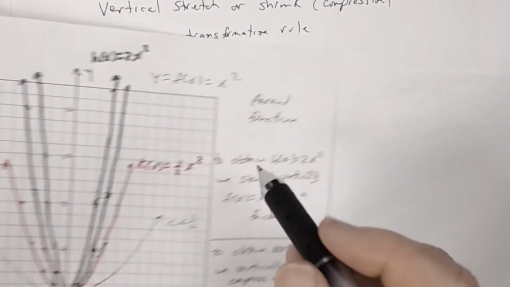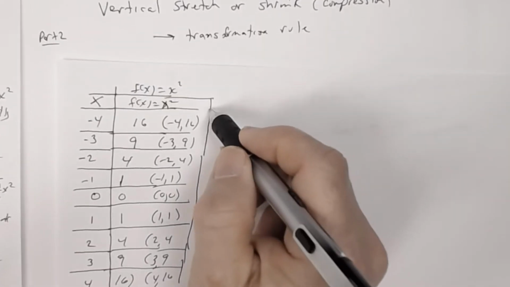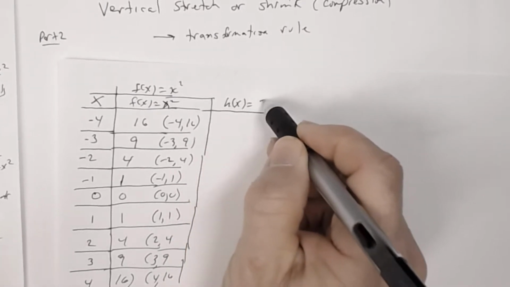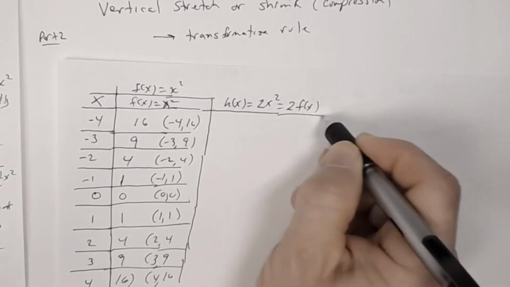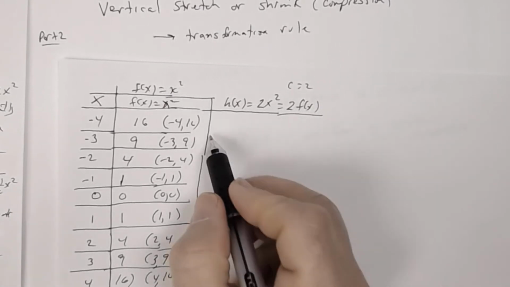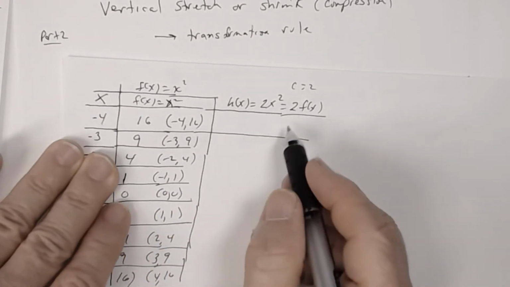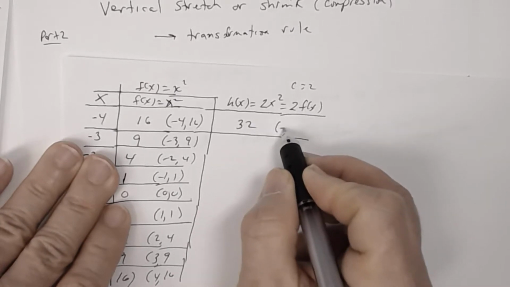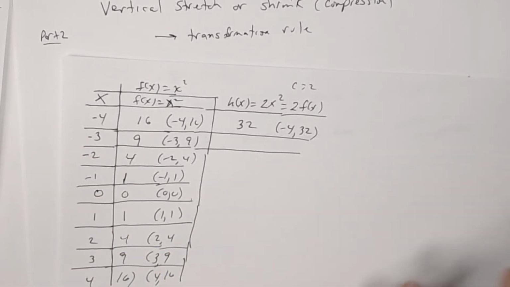All right. Now, what we did next was we looked at h of x. Remember, h of x was 2x squared, which was the same thing as saying 2 times f of x. So c here was 2. And so then we saw that when I plugged in negative 4, I got a y value of 32. So I got the point negative 4, 32. And so on. If you keep doing this, you'll see what I'm getting at.